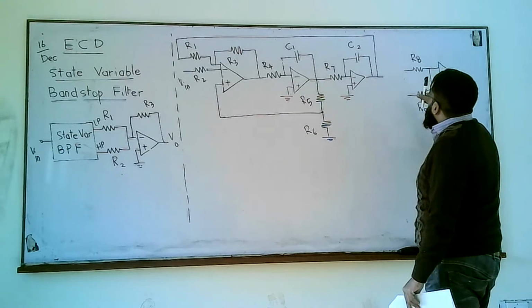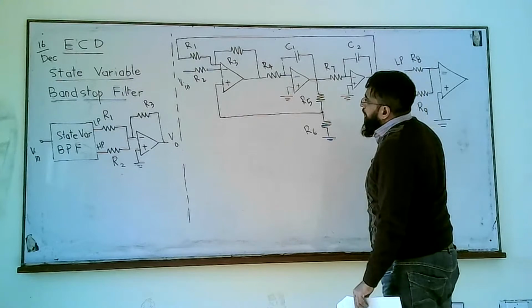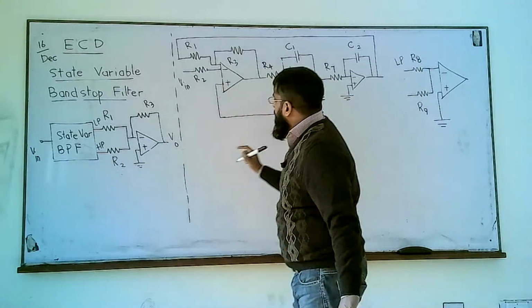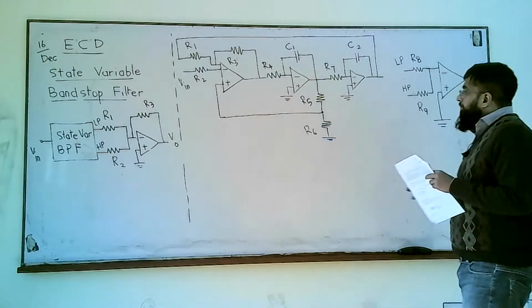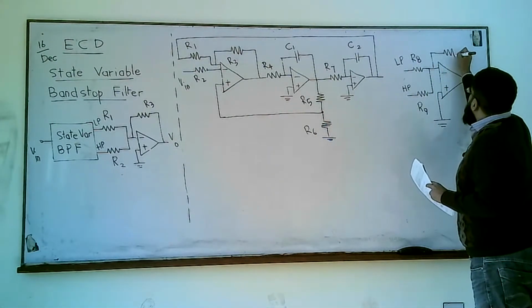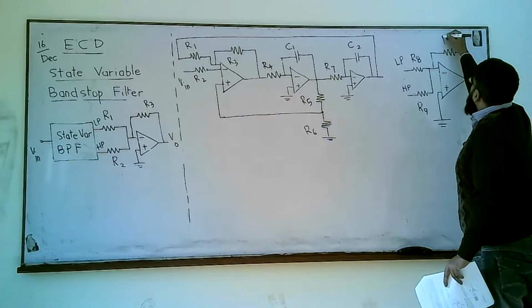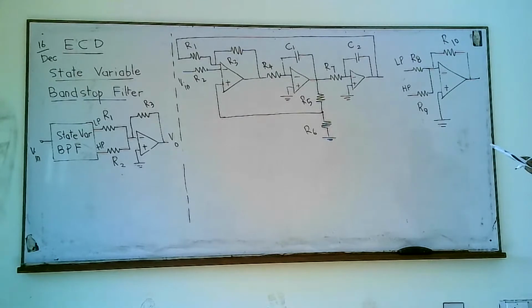So we have two inputs. This should come from the low pass output, and this should be connected to the high pass output of this band pass filter. And we have this feedback resistor R9 or R10. So which one is the low pass output?